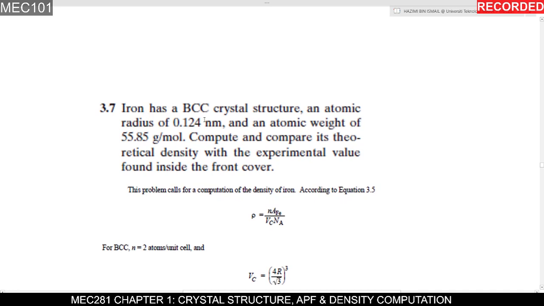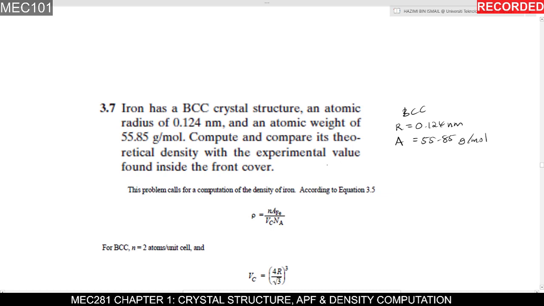Iron has a BCC crystal structure. So you know now, iron has BCC, with an atomic radius of 0.124 nanometer. So you know it is BCC and its R is 0.124 nanometer. An atomic weight A is 55.85 gram per mole. Compute and compare its theoretical density with the experimental value found inside the front cover.